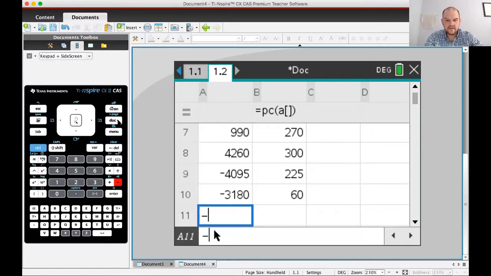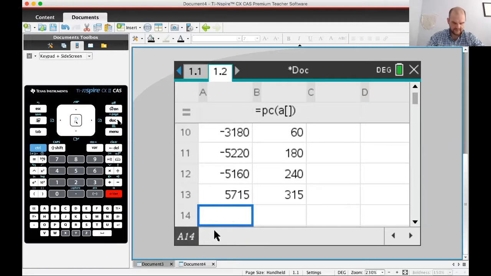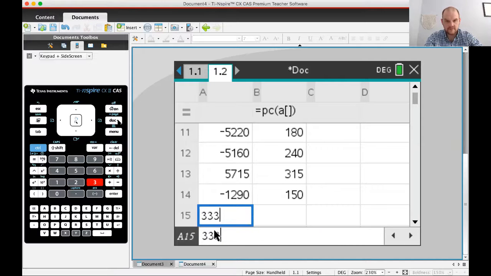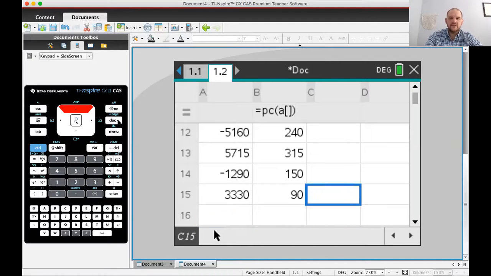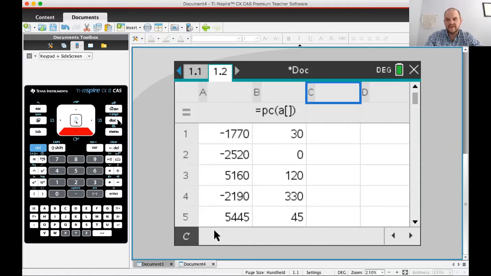-5220. So in the absence of this formula, this function that we made, this is probably a pretty terrible problem. I mean, it's not like super great anyway, but worse if you don't have it. -1290 and 3330. Okay, so we got all of those, and we got to copy those down, and that's going to be fantastic.